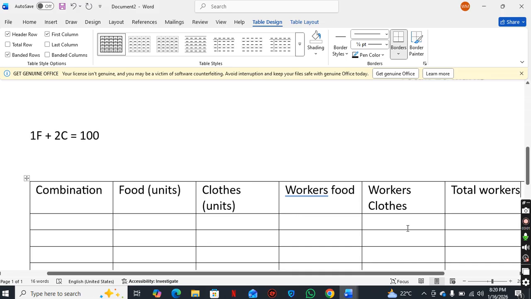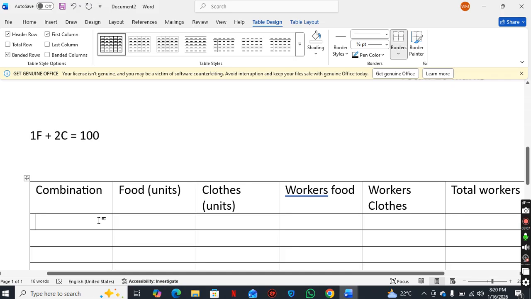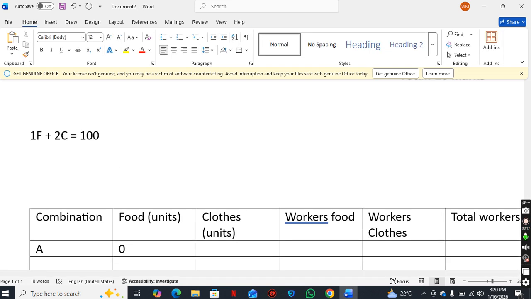Let me illustrate how this will work. We'll start with combination A. In combination A, we produce 0 units of food. If we substitute it in the equation, it becomes 1 times 0 plus 2C equals 100 workers.